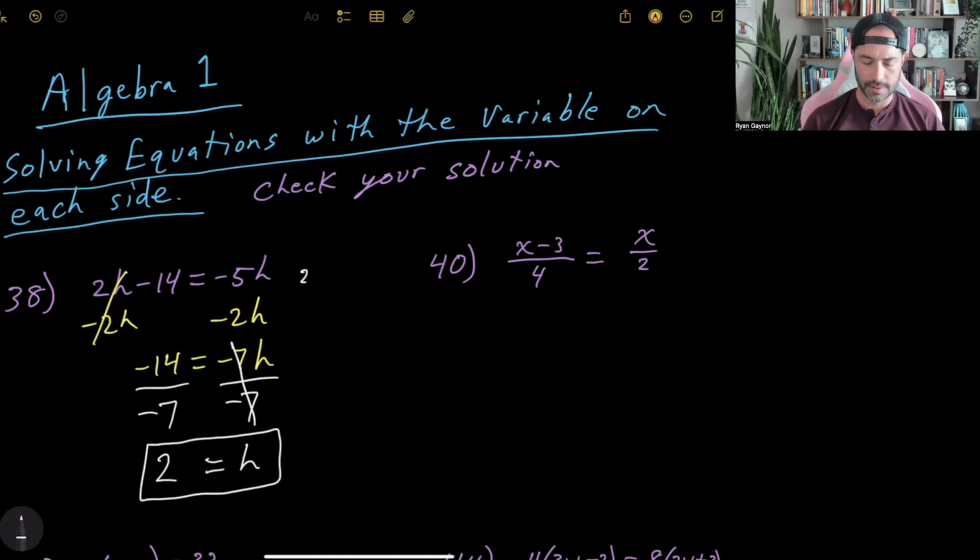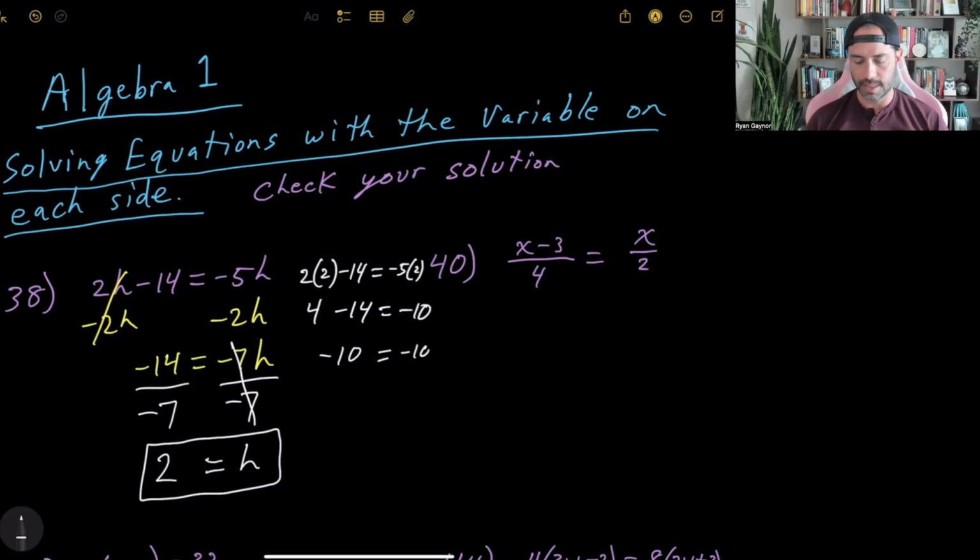So we have 2 times 2 minus 14, whoops, is equal to negative 5 times 2. That's 4, right? 2 times 2 is 4. Minus 14, that equals negative 10. 4 minus 14 is negative 10, right? Because if I have $4, but I want to spend $14, I'm going to have to borrow $10. So that's negative 10. If I borrow it, I'm in debt. Negative 10 equals negative 10. That checks out. All right, everybody, we're on to the next one.